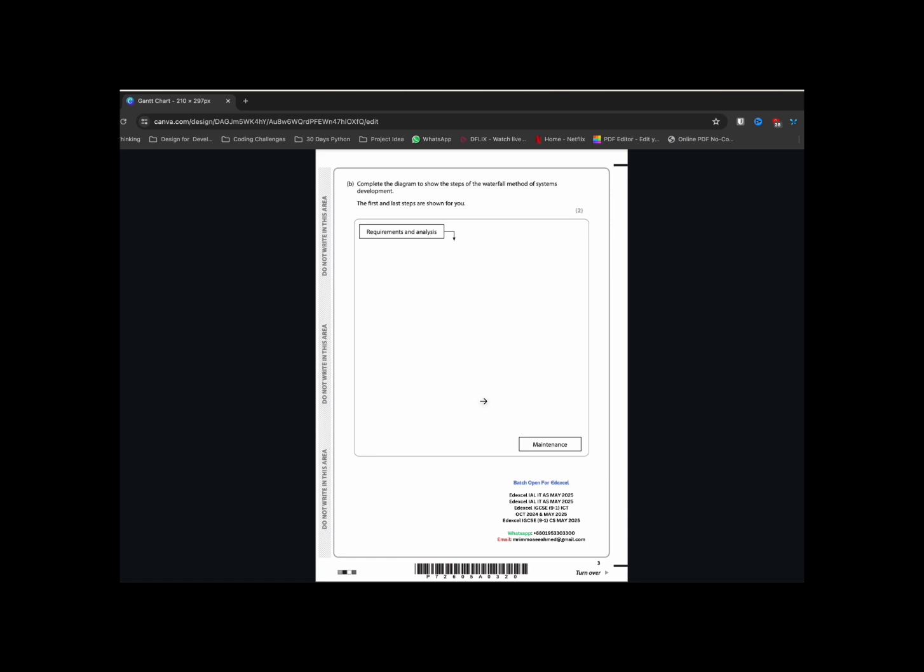Like one of the clients wants to create a hotel management system, right? So at first they have to sit with the client or the customer who wants to make a certain software, and then you have to gather all the requirements that the client wants. So during this step, requirement and analysis, you have to collect all the requirements that the client wants.